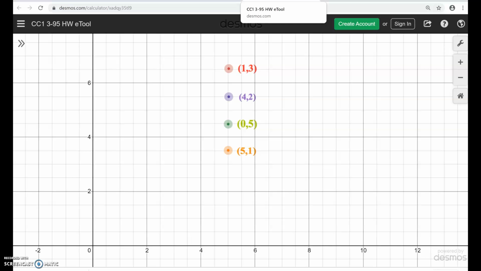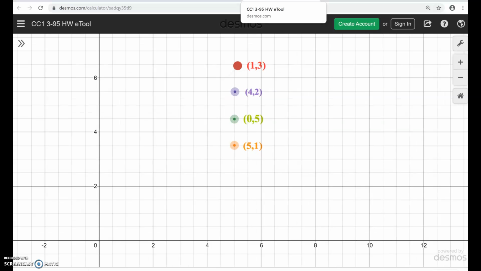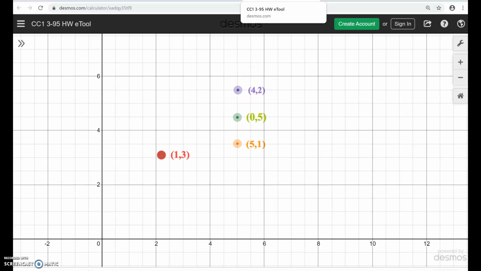So (1, 3). If I want to go to 1, 3, I've got to go to where 1 is on the x-axis. So if that's 2, 1 has to be right in between. And then I need to go up to 3 on the y. So that's 2 on the y, and that's 3. Yes, nice little confirmation.